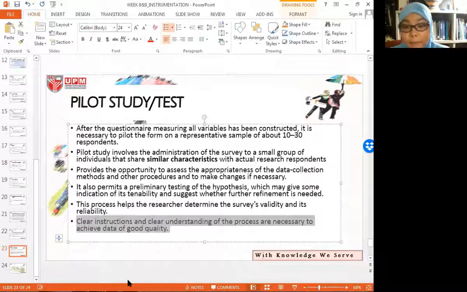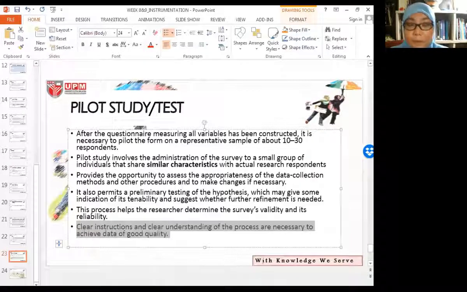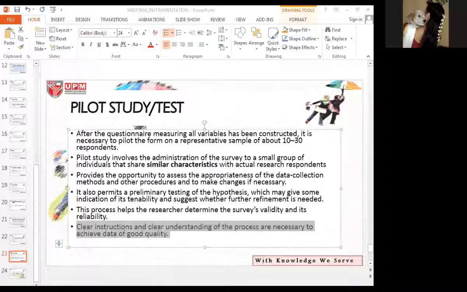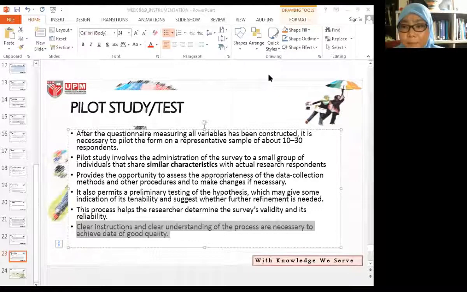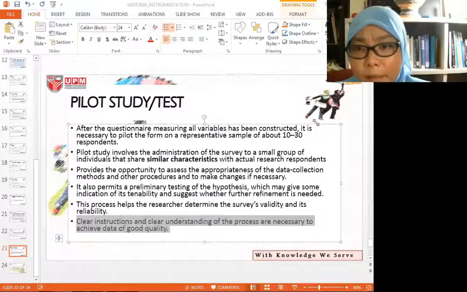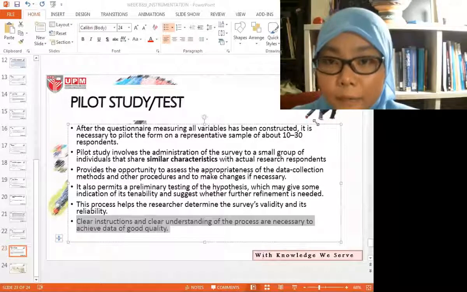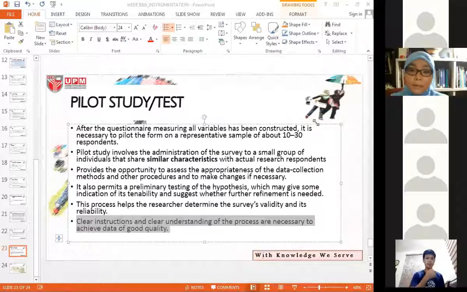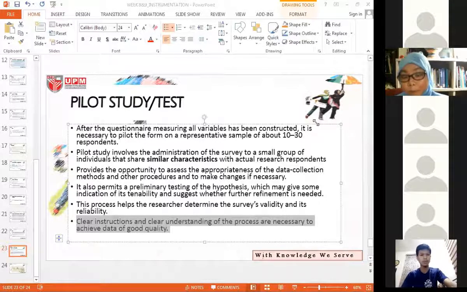Okay, so my recommendation: when I did my master's, for both my master's and PhD, my sample size for the pilot study never reached 30. Why? Because I spent my time interviewing my respondents individually.